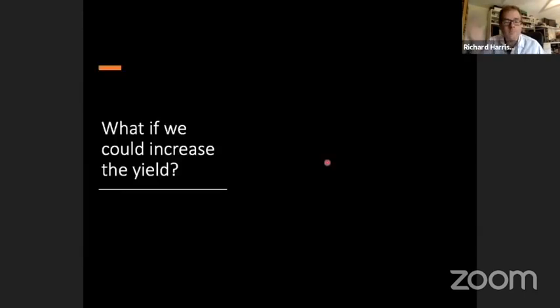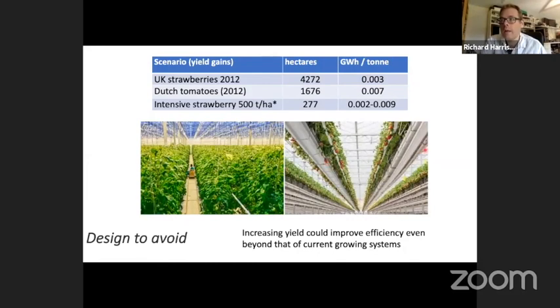So let's ask ourselves the question, what if we could increase the yield of strawberries, and how would that improve efficiency? So if we take the same data again, but instead we imagine that instead of what is roughly now a 60 ton per hectare crop in a glasshouse system, if we could push that to 500 tons a hectare, which sounds completely unbelievable, but if we could actually take the gigawatt hours, the amount of energy that's used, down even lower than current outdoor production based on the life cycle analyses that have been done.